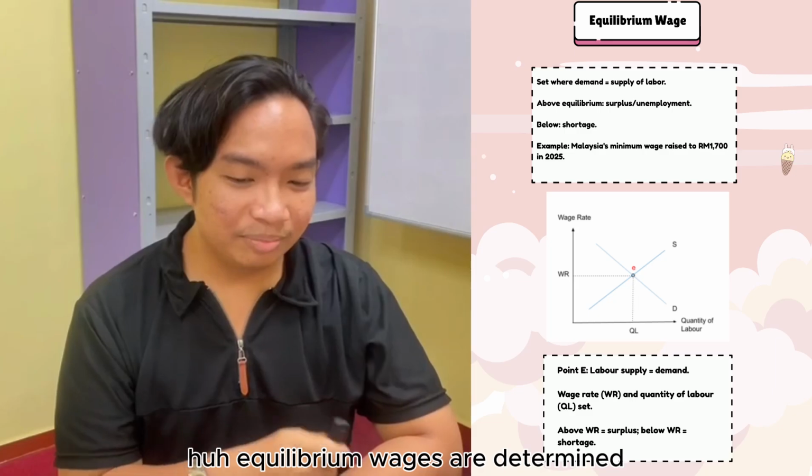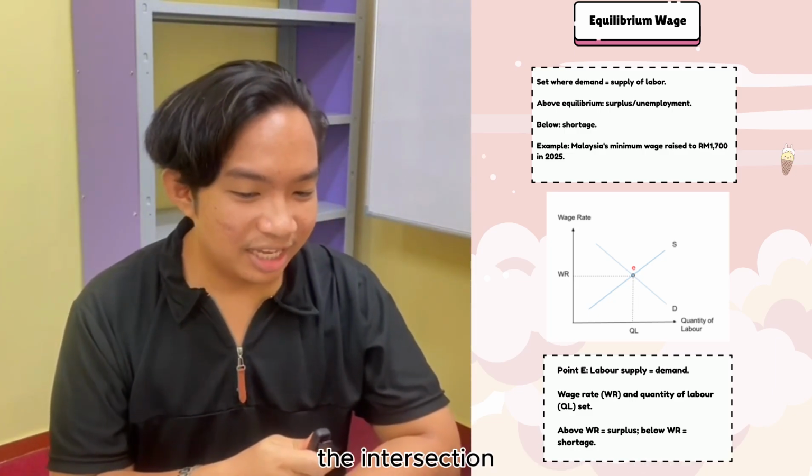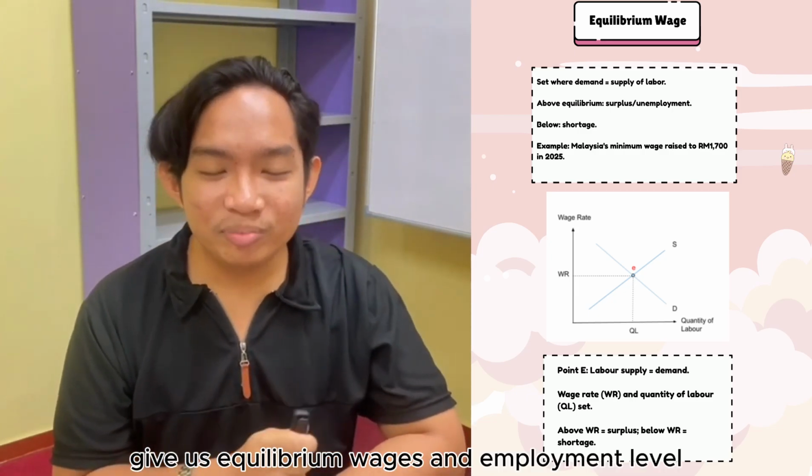Equilibrium wages are determined where labor demand equals labor supply. The intersection gives us the equilibrium wage and employment level.